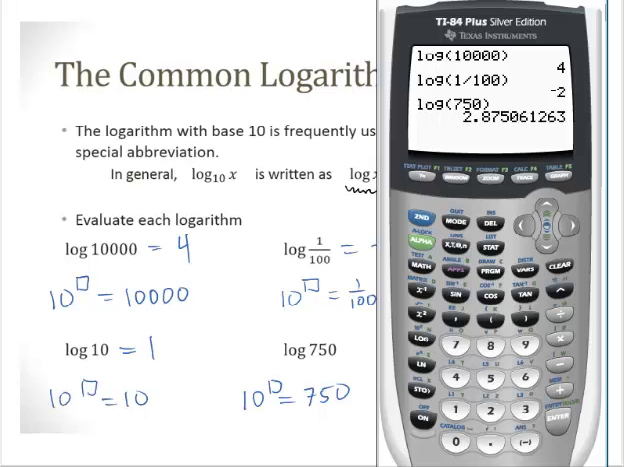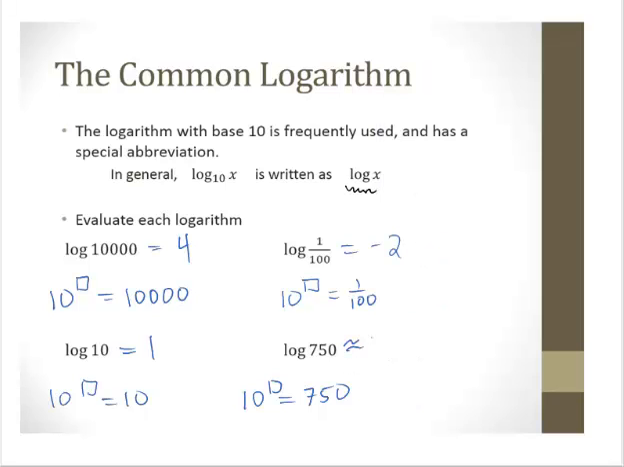Alright, so the log of 750 is 2.8751. Let's take it to 4 decimal places. And it is an approximation. This is an irrational number, and it will continue on forever. The decimal number will never repeat. So we do have that button on our calculator for the base 10 logarithm.